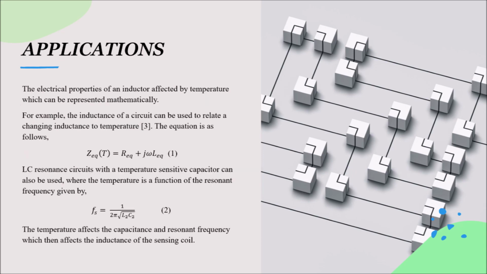The electrical properties of an inductor are affected by temperature. For example, the change in inductance can be related to temperature by the impedance of the system. Equation 1 represents this. LC resonant circuits with a temperature-sensitive capacitor can be used to relate temperature and resonant frequency. This is represented by equation 2. The temperature affects the capacitance and the resonant frequency, which then affects the inductance of the sensing coil.